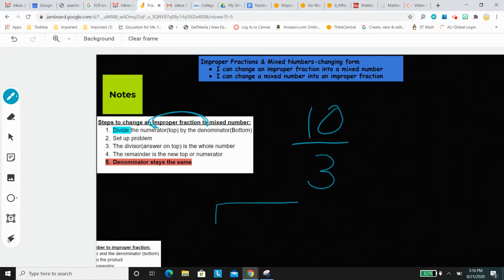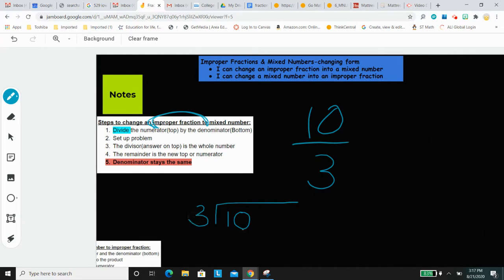Now, what I divide by is always here on the outside. The 3 is going to go on the outside. So the denominator goes on the outside. The numerator is going to go on the inside, whether it's bigger or smaller, it doesn't matter. We're going to learn that later on. So we're going to now change this improper fraction. First, I'm going to go ahead and divide 10.